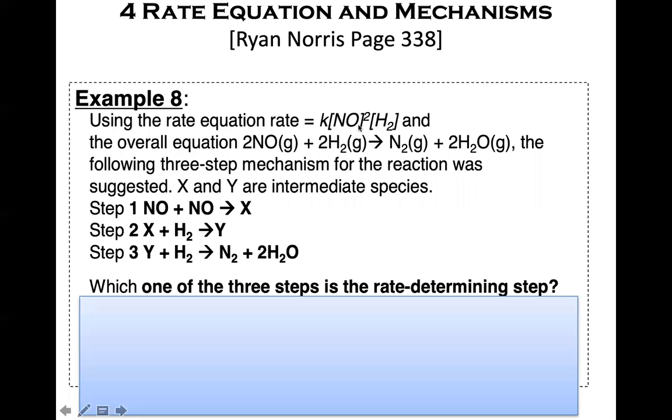Now the rate equation is given. Rate equals k times the concentration of nitrogen monoxide to the power of 2 times the concentration of hydrogen. Now my question is, which one of the 3 steps is the rate determining step? Step 1, 2, or 3? Can everyone try to answer me, please? What do you think? Step 1 or step 2 or step 3?